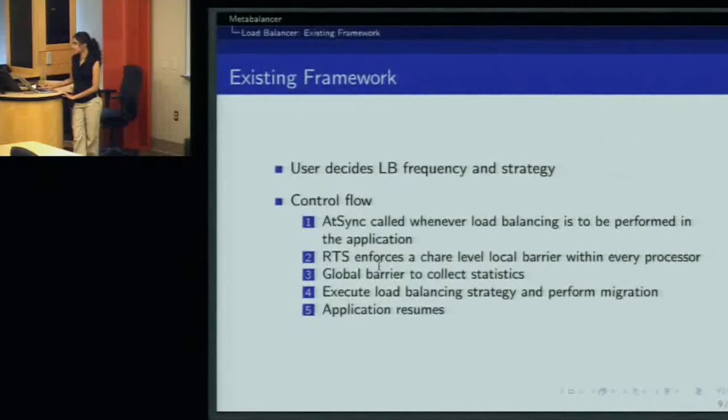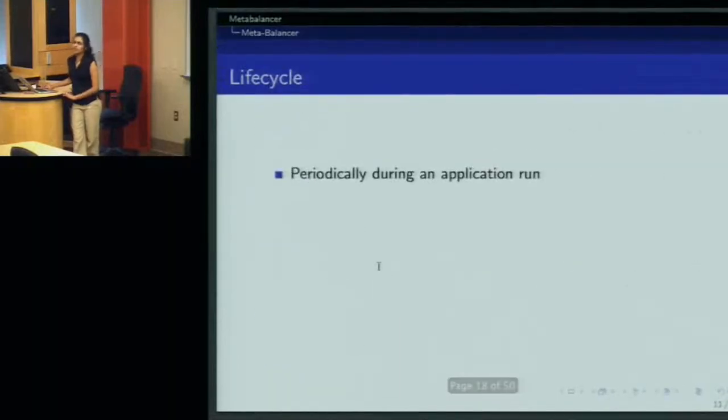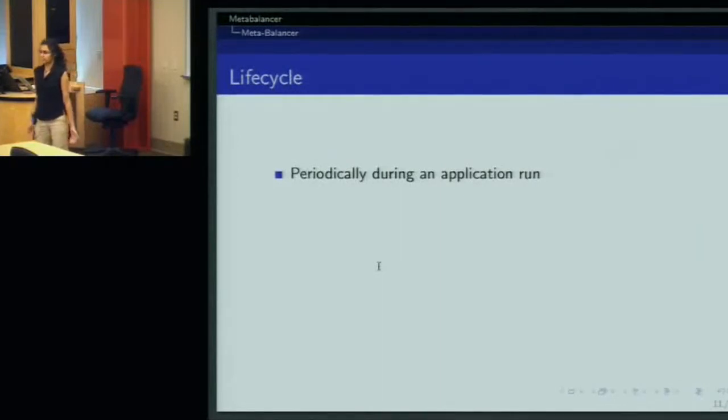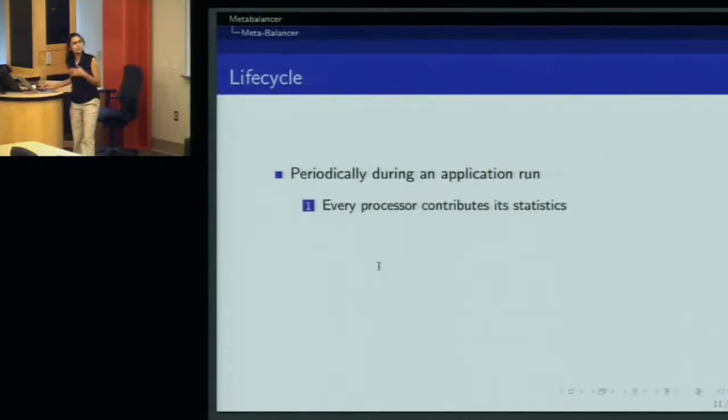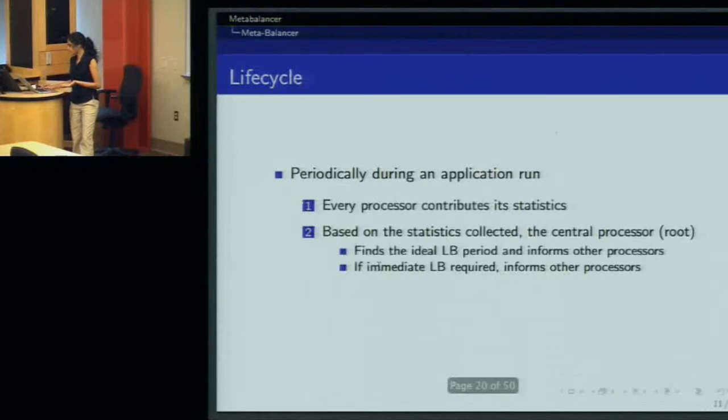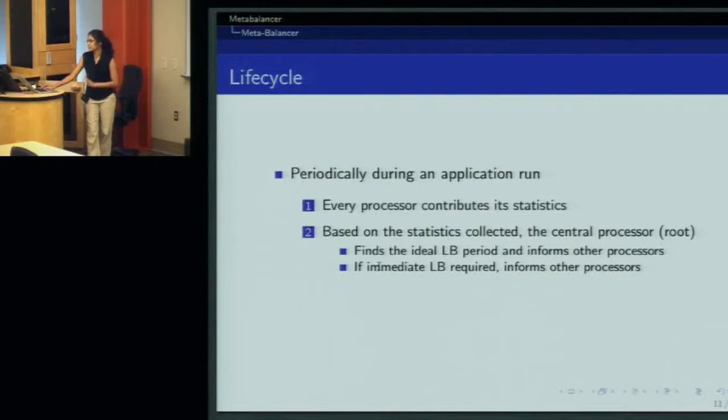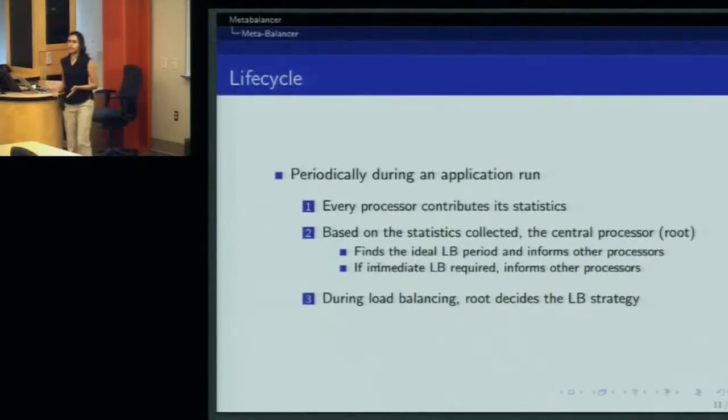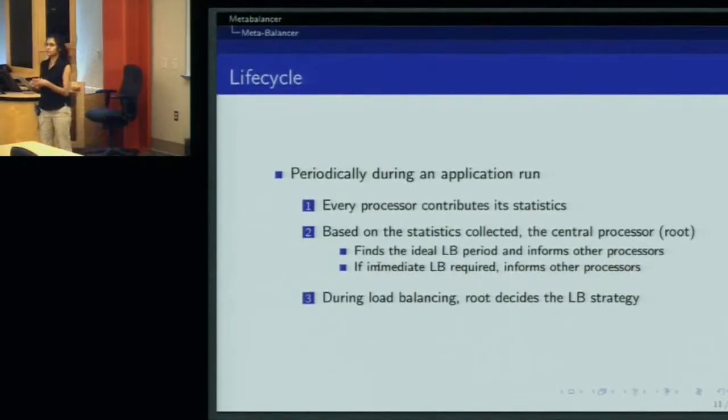and the application resumes. With the Meta-Balancer, it periodically collects the statistics during an application run. Every processor contributes its statistics. Based on the stats collected, the central processor finds what is the ideal LB period and informs every processor. If the LB is required immediately, it kicks in. And during the load balancing phase, the central processor decides which load balancing strategy to use.